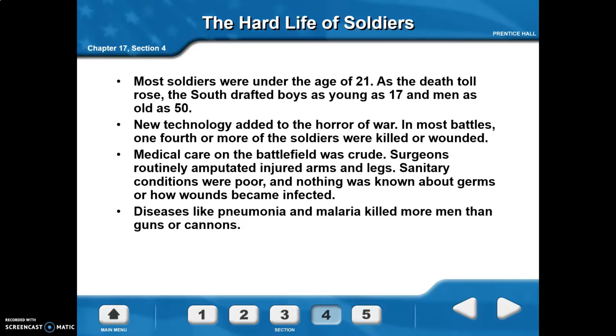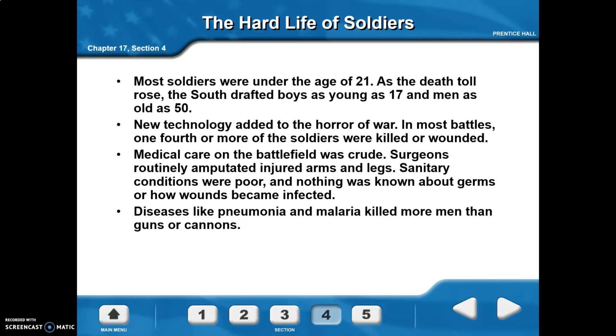New technology added to the horror of war. There are various different bullets that are created, guns, cannons, better weapons, equal better accuracy, and it is very obvious during this war that new technology is deadly and it causes more death because the accuracy is better than it has been in the other wars. In most battles, one quarter or more of the soldiers were killed or wounded.